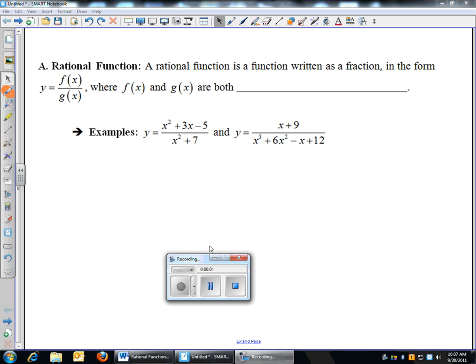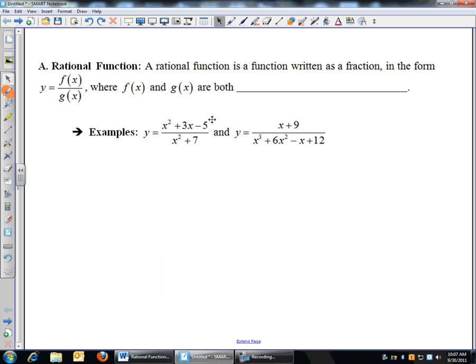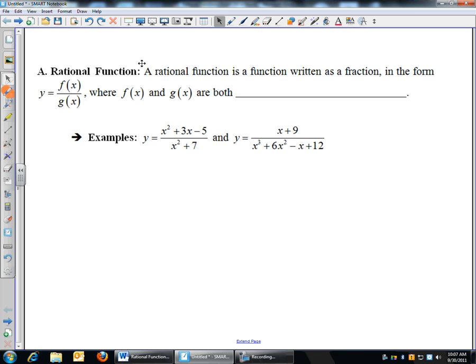Okay, this is the sheet I gave y'all after the test Friday, and just follow along, fill in the notes, and you need to show it to me on Monday when I come back to school after the weekend.